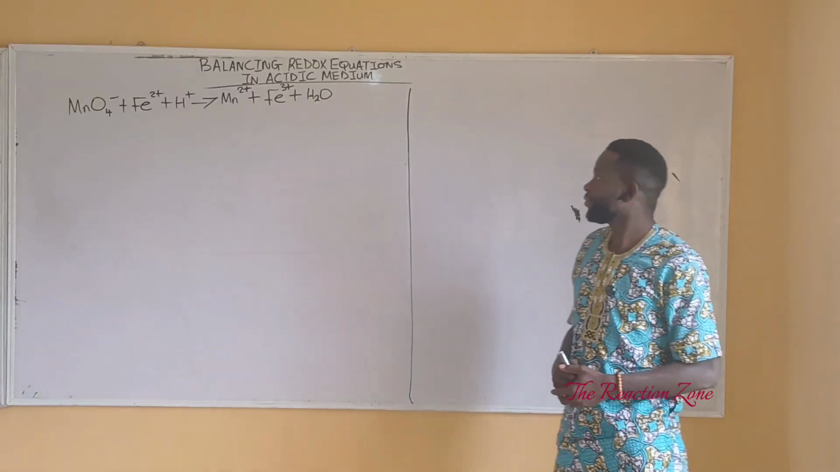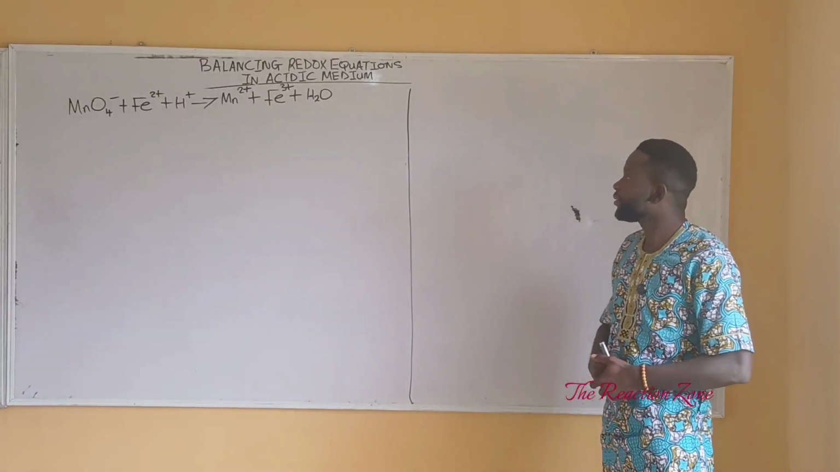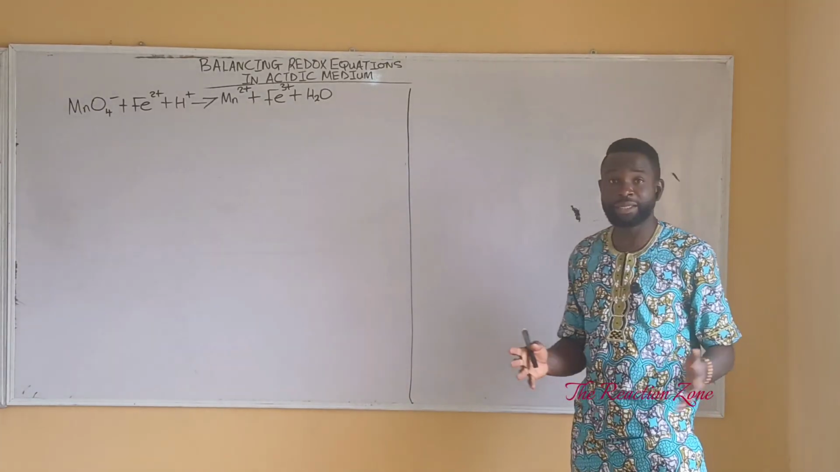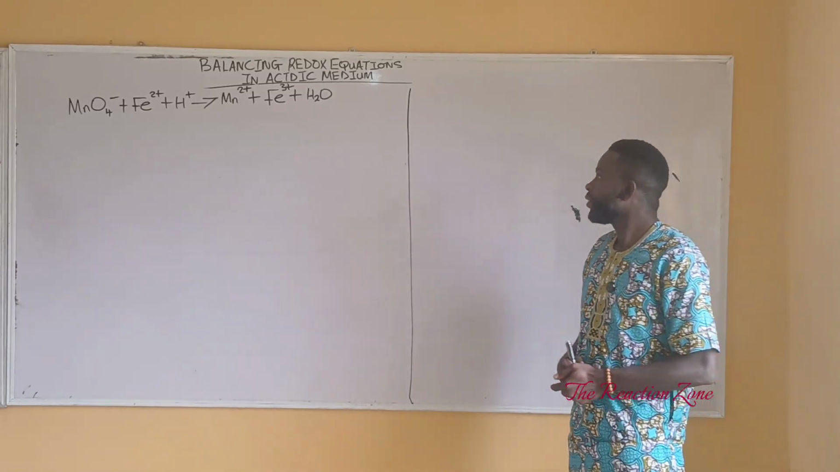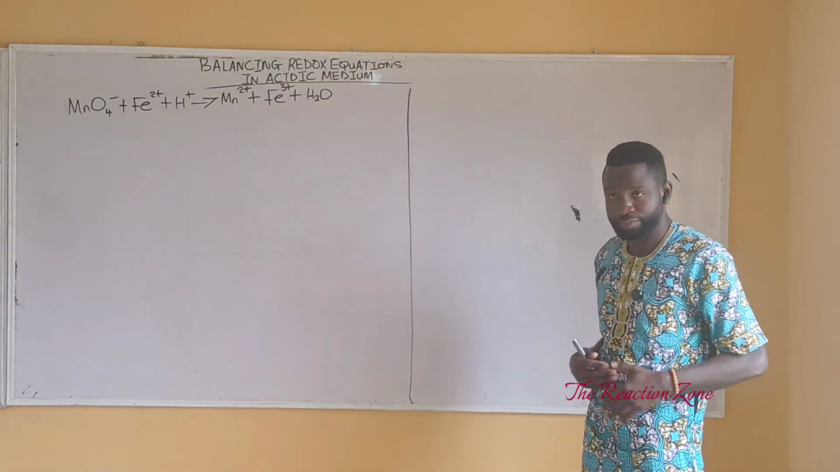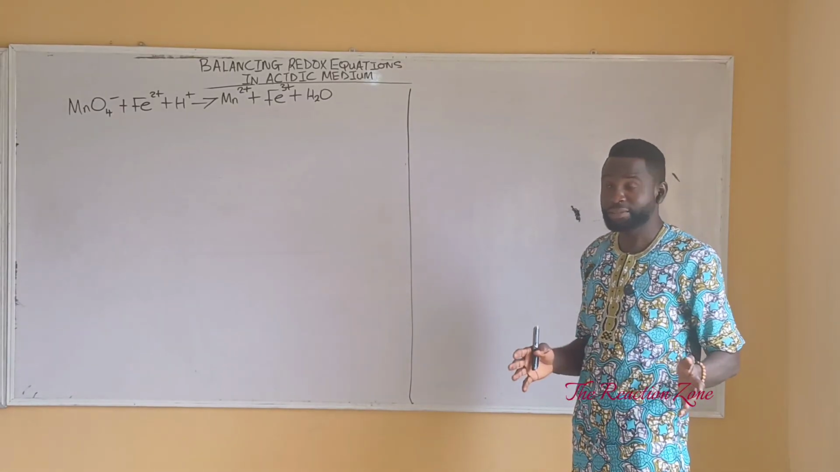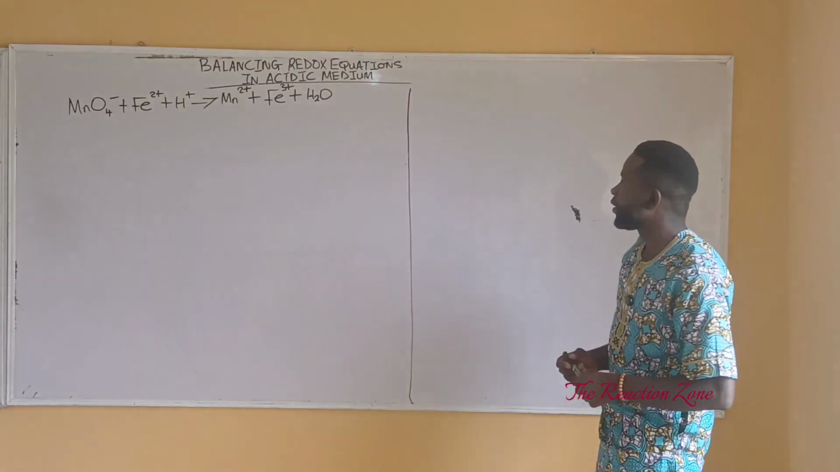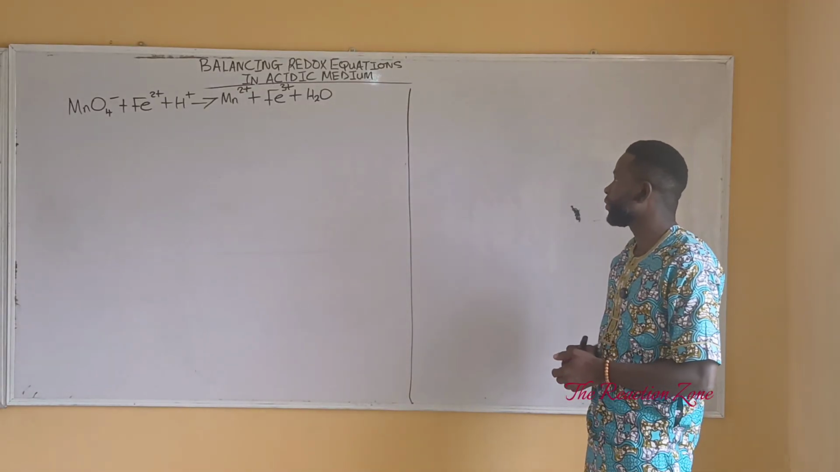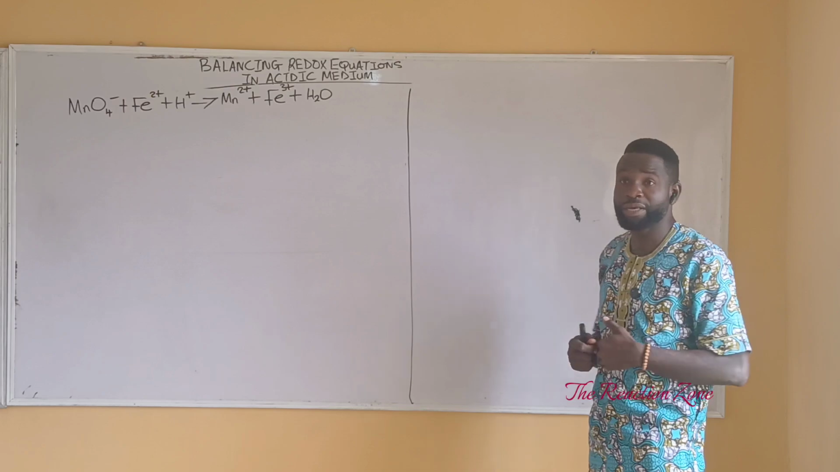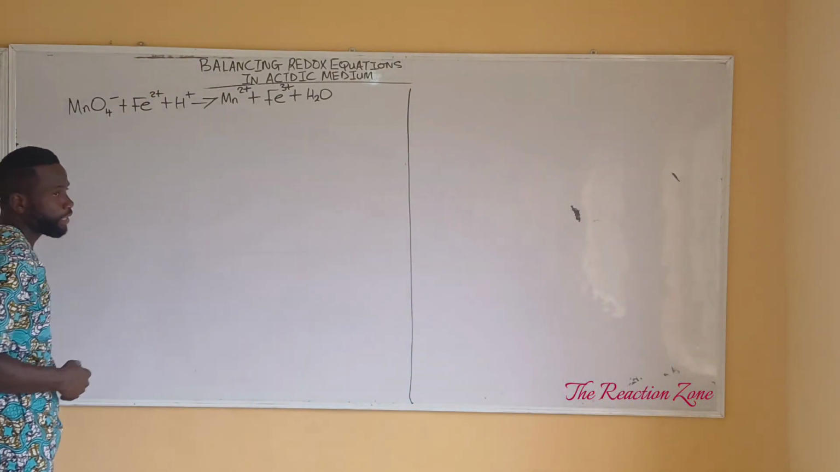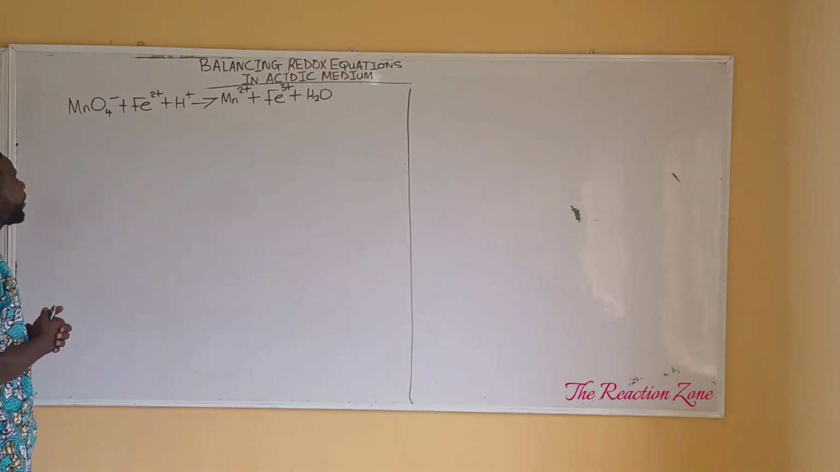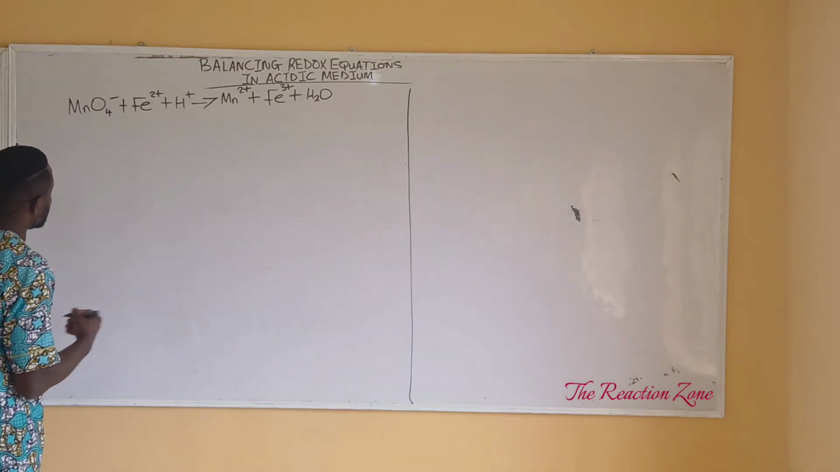In today's lesson, we're going to continue with balancing of Redox equations in acidic medium using the ion-electron method. Now we have this Redox equation on the board which we are to balance in acidic medium. This Redox equation has 6 different chemical species. So the first thing to do is to split it into 2 half equations, the oxidation half equation and the reduction half equation.